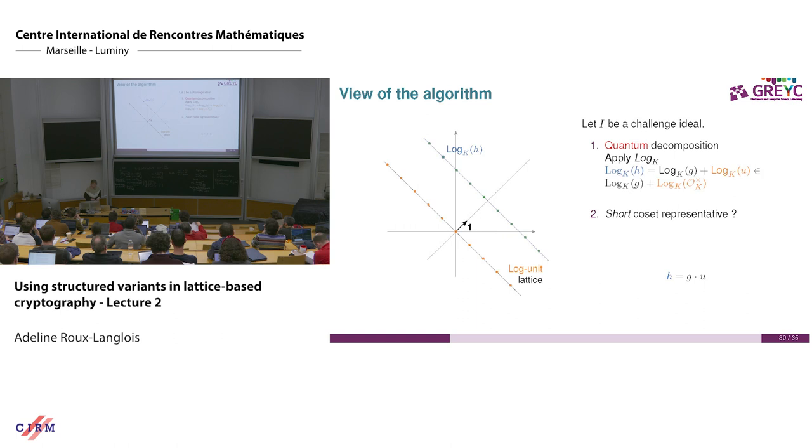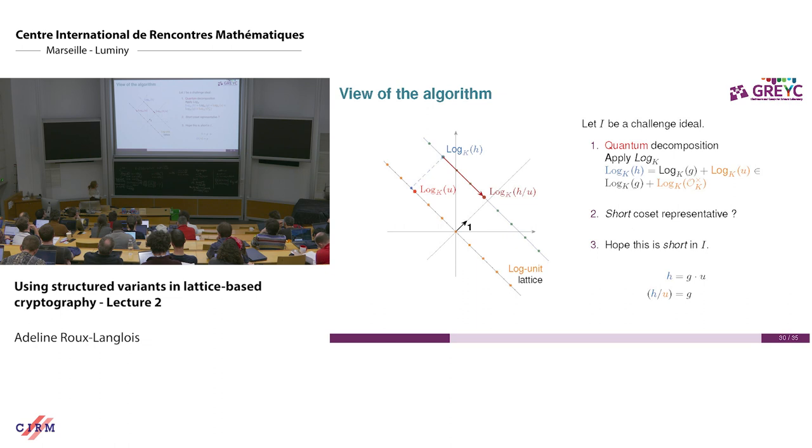To do that, you want to find a short coset representative. And then you will project your log embedding of h onto the span of your log unit lattice. It will give you an element. And you know that the log embedding of your unit is close. So you use a CVP solver. CVP is the closest vector problem. So it allows you to find the closest vectors on the lattice of your target, to find this log of u element using CVP. So I project on the span, and then I use my CVP solver, and then I find log u in my log unit lattice.